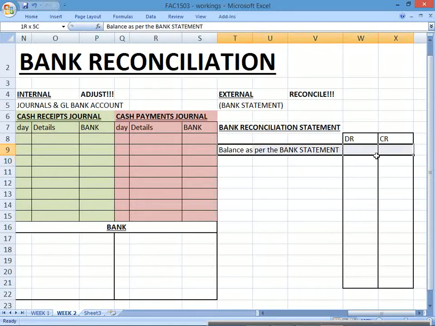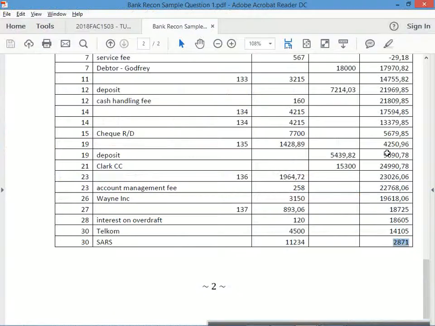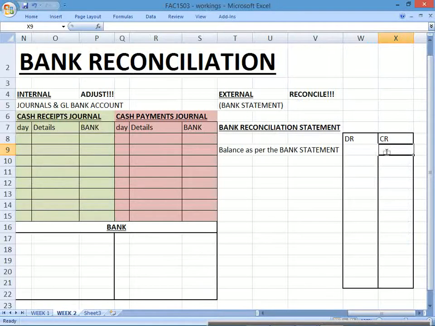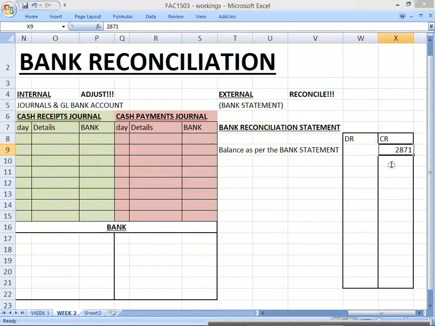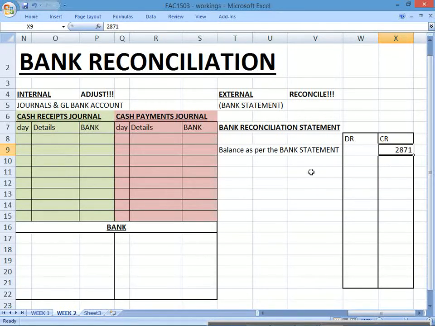Okay, so this is going to be whatever the amount is. 2871. Okay, so where are we going to put that? Credit side. 2871. Why? It's the balance as per the bank statements. It's favorable. It's a positive bank balance. It's a credit because on the bank statement it would be a credit. Okay, whose credit? The bank's.